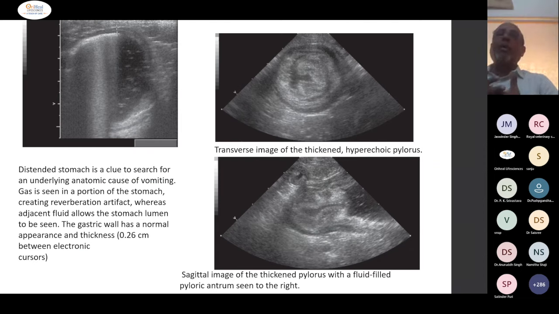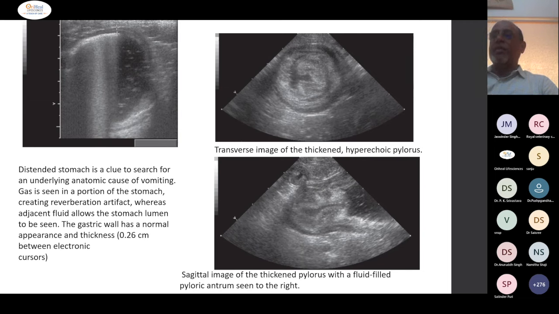So you can see that a distended stomach is a clue to search for an underlying anatomic cause of vomiting. You find a reverberation artifact because of gas, and you also see fluid, and you can see the thickened gastric wall. All this can be seen here. When you have a gas-filled stomach, you don't find fluid, but in this case you find the fluid. And again, in the transverse image, you can see the hyperechoic pylorus. So this is a very classical picture of pyloric stenosis, which is not difficult to diagnose ultrasonographically.